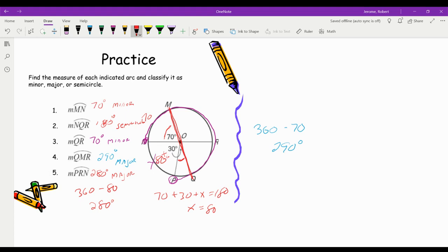Now, again, we can add as we go. There's nothing wrong with that. So we could say 30 plus 80 plus 70 for 180. Or we can put a 70 over here and we can add things as we go. 70 plus 80 plus 30 plus 70. Or we can say the whole circle minus the part we don't want.